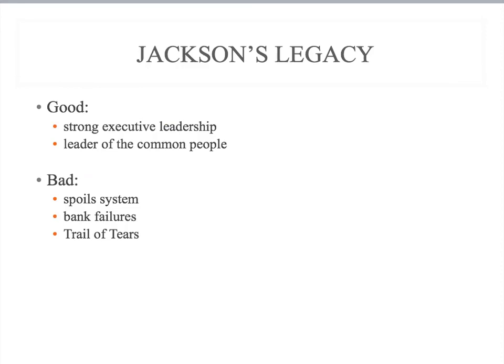On the bad side of it, there were also some things as well. One was the spoils system. We talked about the corruption and ineptitude of that. Also the bank failures due to his war with Biddle. And last but not least, and probably the most lasting legacy of his presidency, was the Trail of Tears and the things that come after that.